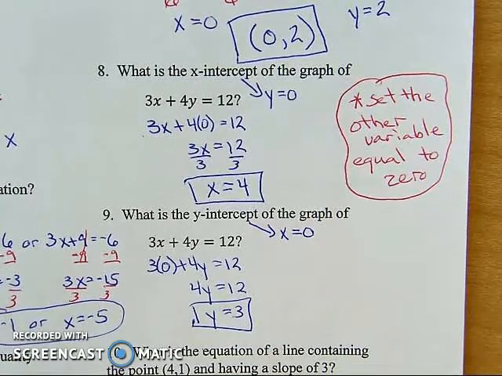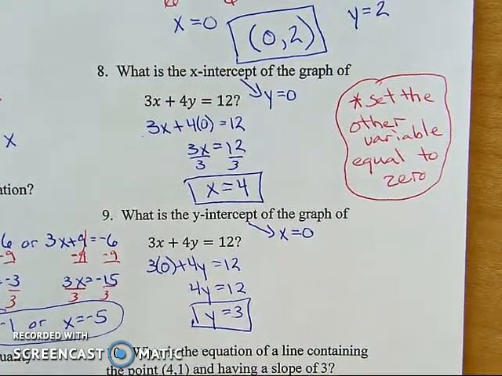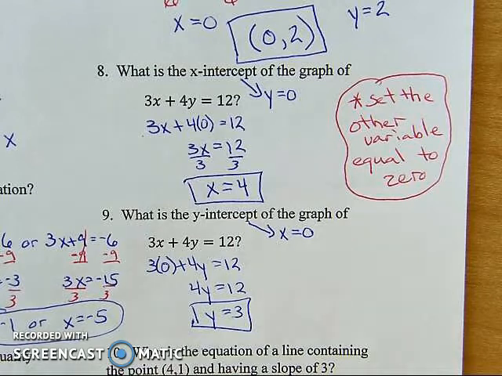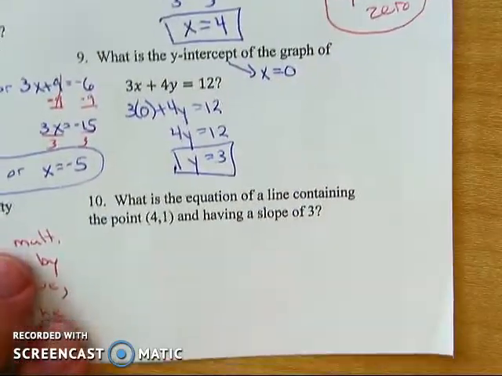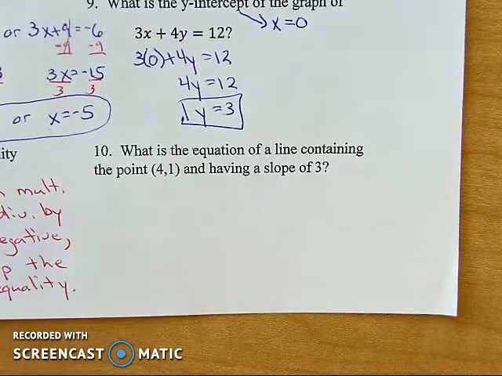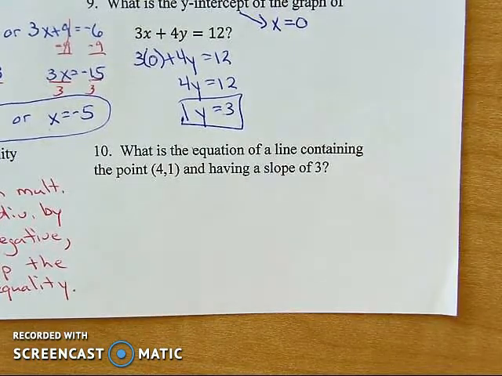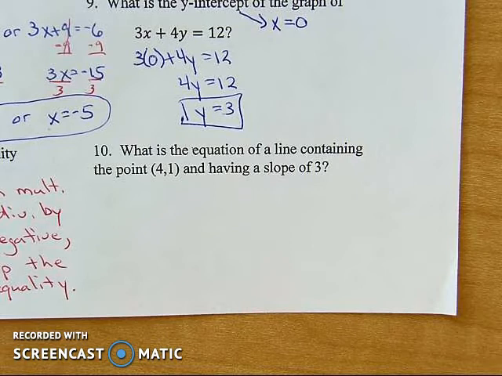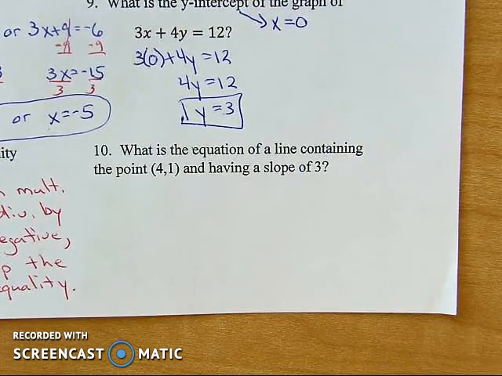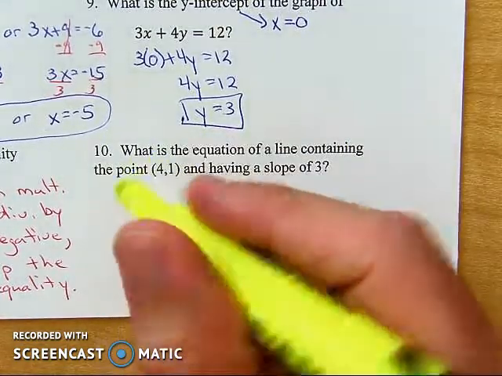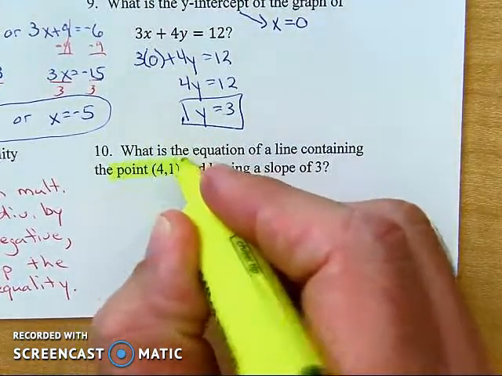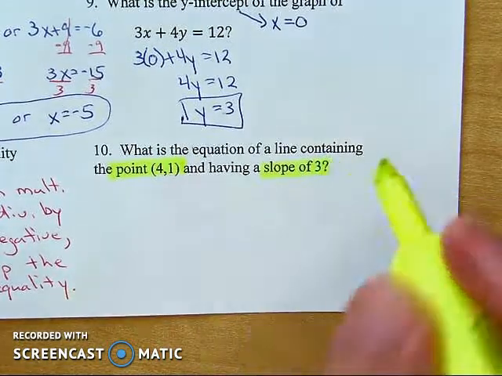All right, that leaves us with the very last problem, which is probably the most time-consuming one here. But it's actually not too bad. I'm taking a look at it ahead of time here. So what is the equation of a line that contains the point 4, 1 and has a slope of 3? They give us two bits of information. They give us a point, so I highlight that, and they give us a slope of 3.